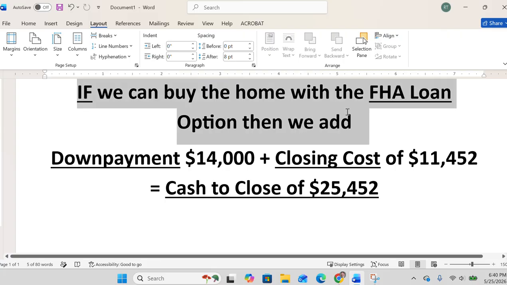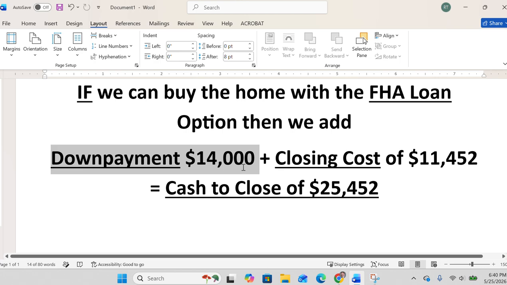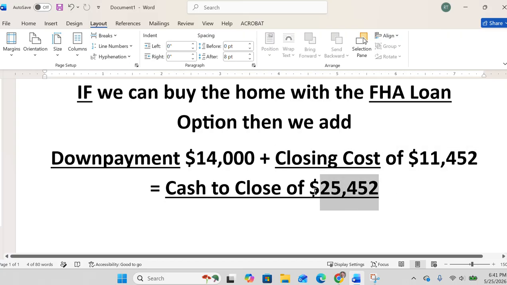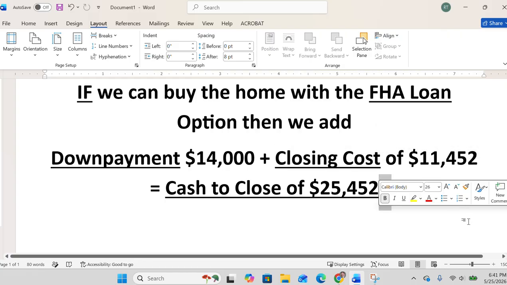If we can buy the home with an FHA loan, then we'll add the down payment of $14,000, because that was the 3.5% FHA loan option, and then your closing cost of $11,452, for a grand total cash to close of $25,452. Your closing costs generally don't change.